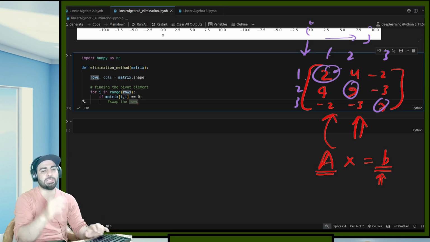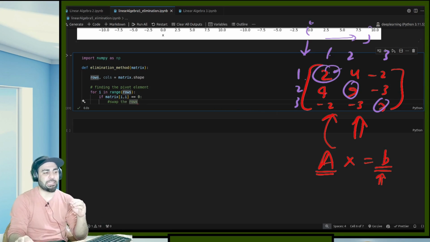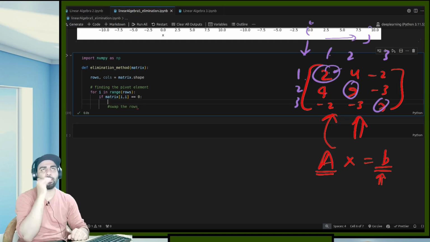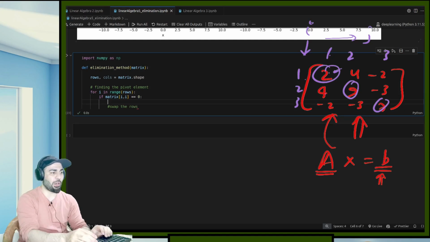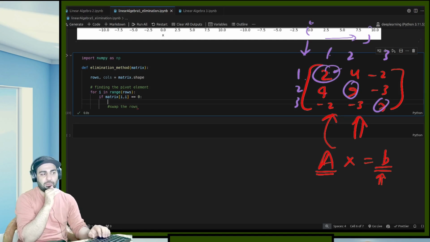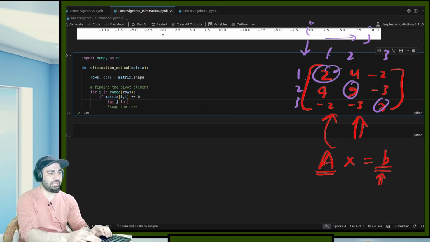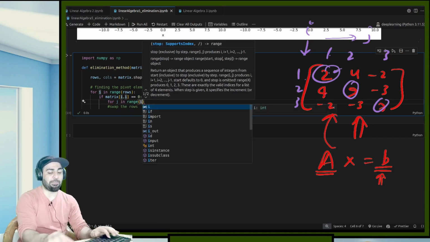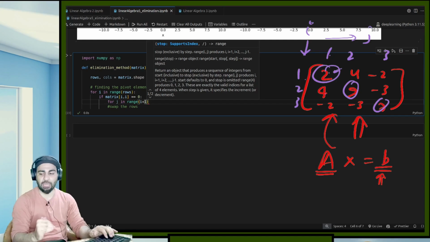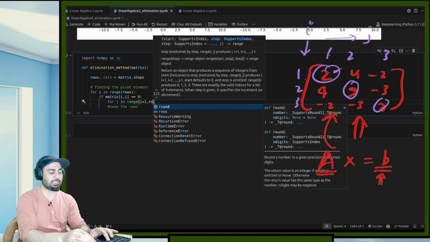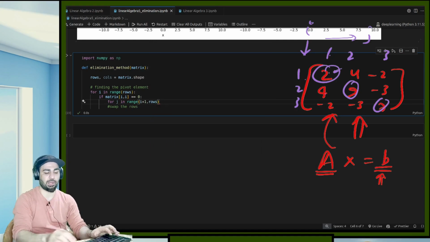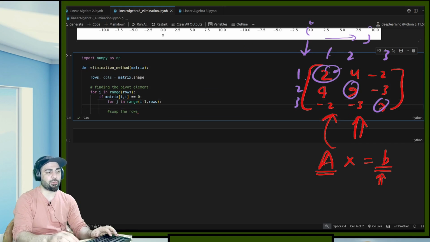But before that, you should be sure that the entry beneath the pivot element is non-zero. So how to write that? We have written if this matrix is equal to 0, then we should run one more loop for j in a range of, starting with i plus 1, because you are at the ith row and want to go down, till rows. That's what I am writing over here. And now you should check one more condition.